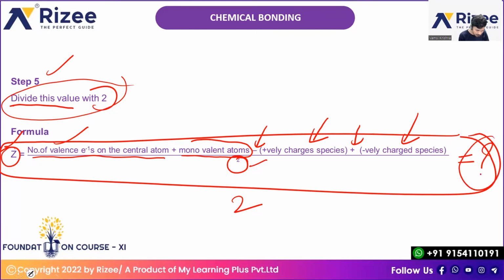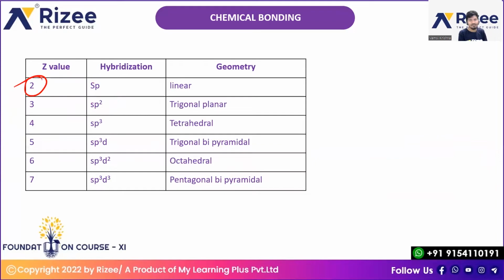If you get this value as 2, then the hybridization is sp. If you get 3, that is sp2 hybridization. If you get 4, that is sp3. If you get 5, that is sp3d. If you get 6, sp3d2. If you get 7, sp3d3.